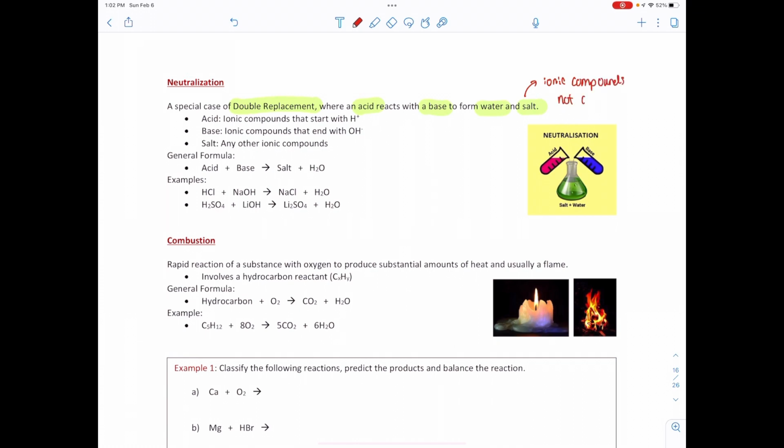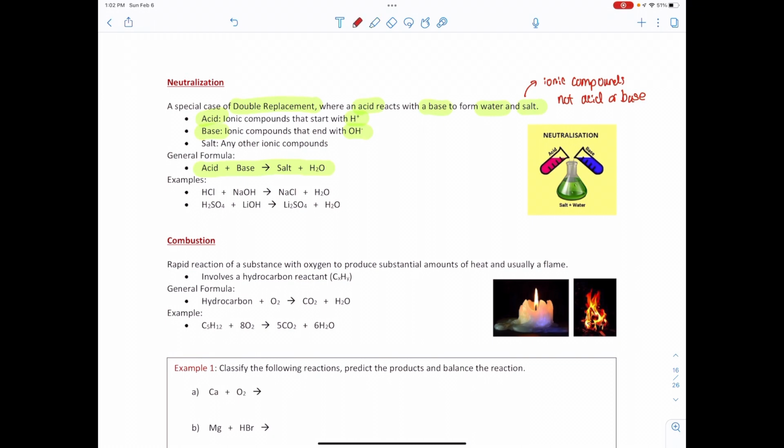that's not an acid or base. And just a reminder, an acid is an ionic compound that starts with H+, and a base is an ionic compound that has the cation OH- or the hydroxide anion. And so salt is therefore any other ionic compounds. So anytime when you look at a compound, if it starts with an H, the hydrogen ion, that's an acid. And if you look at a compound and ends with a hydroxide anion, then that is going to be a base. General formula, once again, acid plus base, giving us a salt and water.